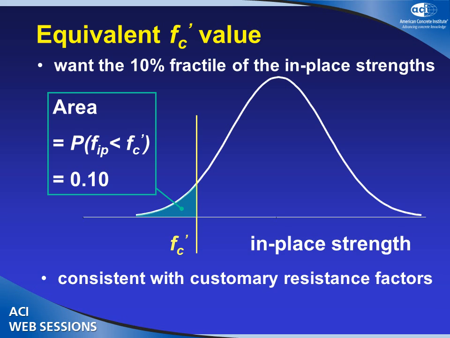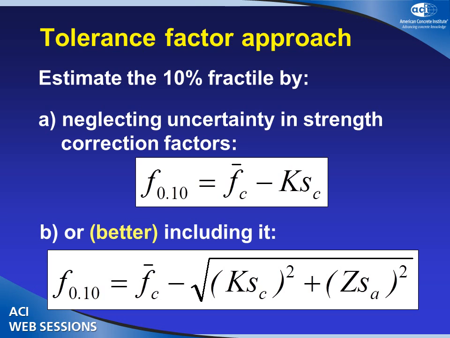I'm not sure if this is a big deal in concrete design, but the people, at least in Canada, that test structural steel coupons and then try to analyze the results get into trouble. So there's two approaches that are given in Chapter 9. One is to estimate a 10% fractile, either neglecting the uncertainty in the strength correction factor. So here we've got the 10% fractile being the mean in-place strength as derived from the cores minus a tolerance factor that we'll define on the next slide, times the standard deviation of the core strength.